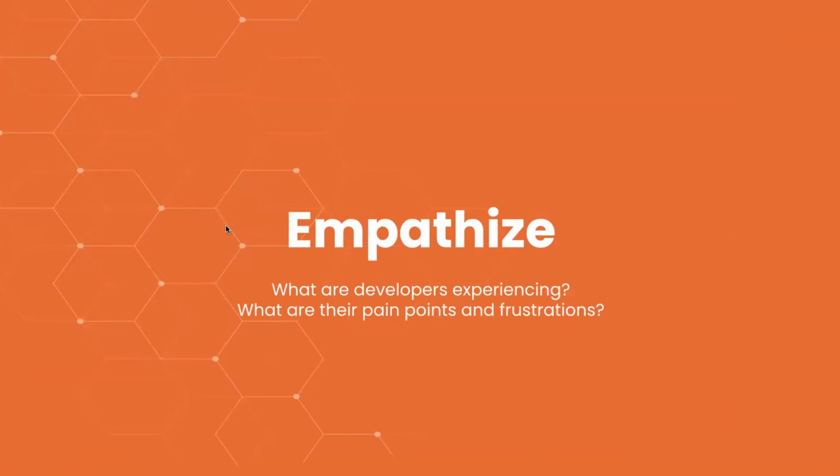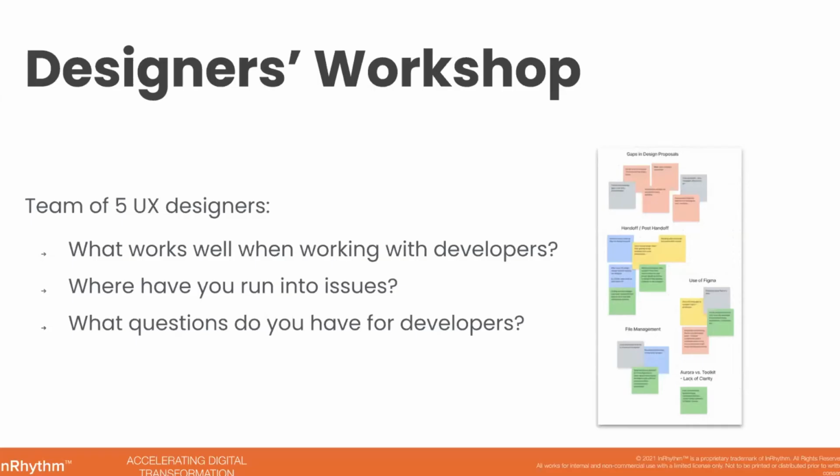Starting with that empathy question, we wanted to know, what are the developers experiencing and what are their pain points? We think we know what they are, but we want to find out more. So we started out with just a workshop among ourselves, a team of the 5 UX designers. We used a feature in Figma called FigJam, which is like a big whiteboard where you can have virtual sticky notes and that type of thing. We did some brainstorming about what works well with developers, where we've run into issues, and what questions we have. Then we grouped our individual answers by theme, and found a lot of overlap, not surprisingly.